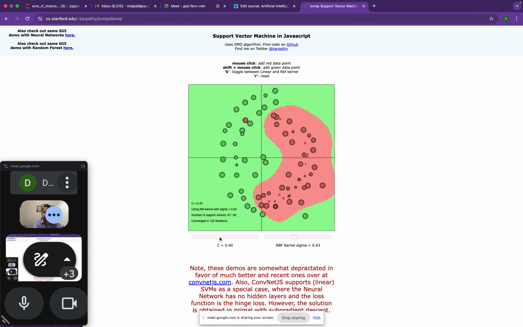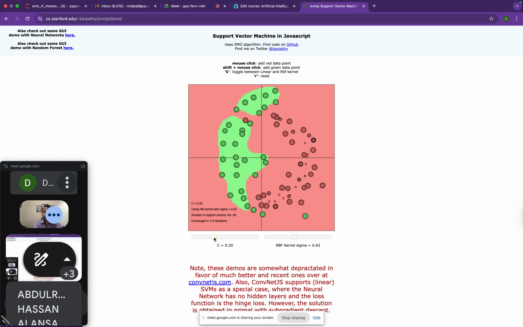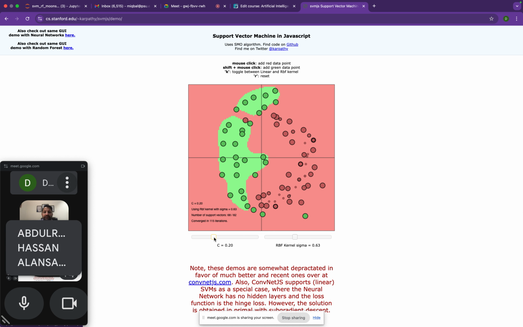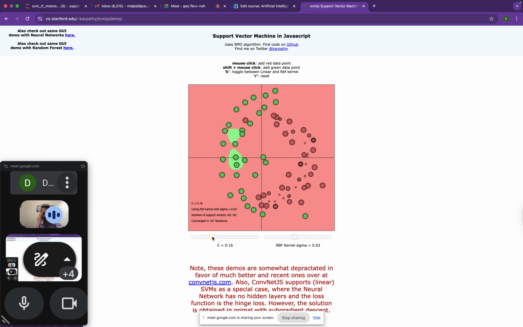and if I move C, now this is even better, isn't it? Yes, much better. You have like one error on it. But if C is higher, what does this mean? C smaller means wider margin, more errors. Higher C means less margin, a narrow margin. Now it's making a narrow margin. Look at the margin. So this is all about C.